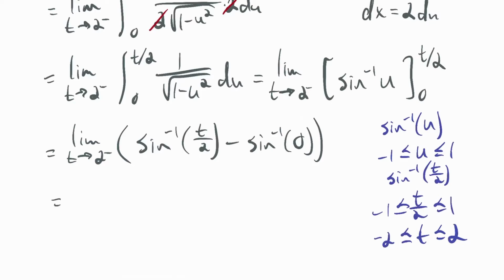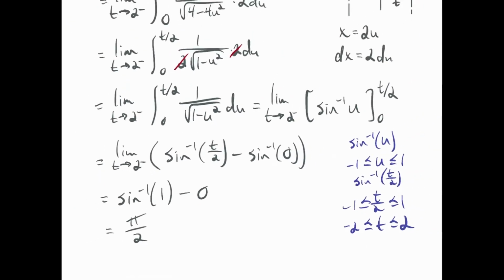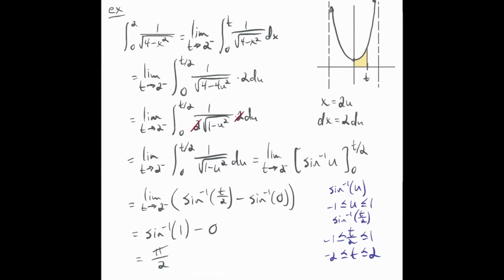So this is going to be sine inverse of 1, since 2 over 2 is 1, minus 0. Sine inverse of 1 is pi over 2. And there we go. That is the value of that area.